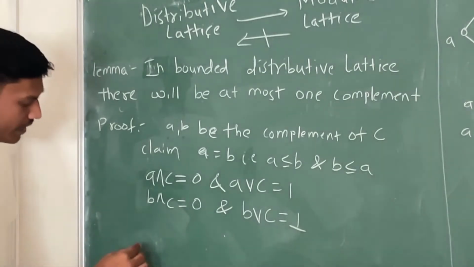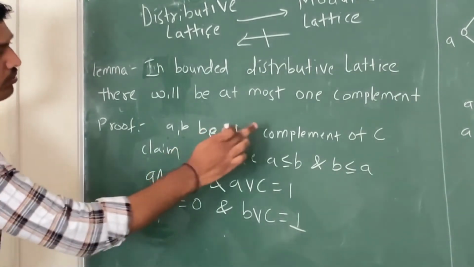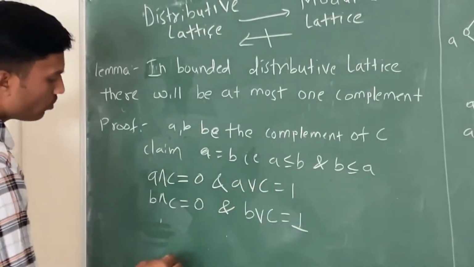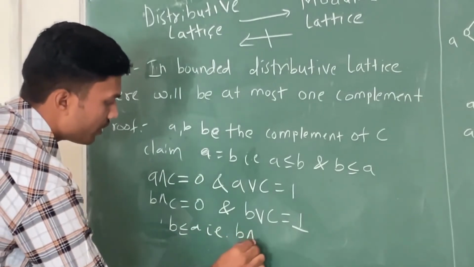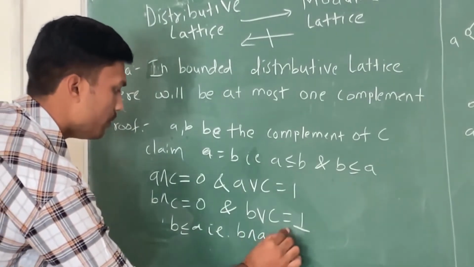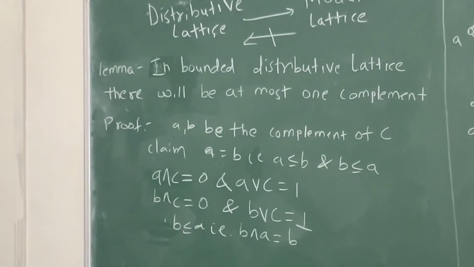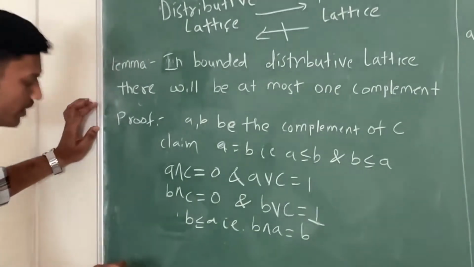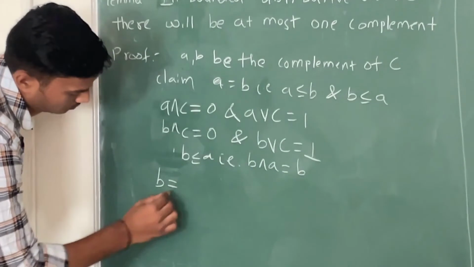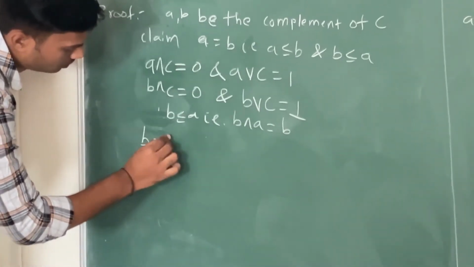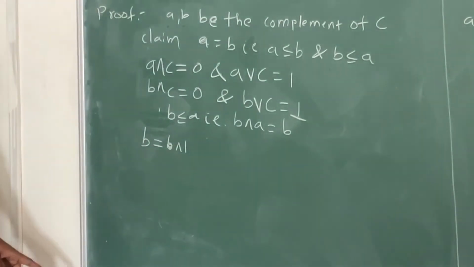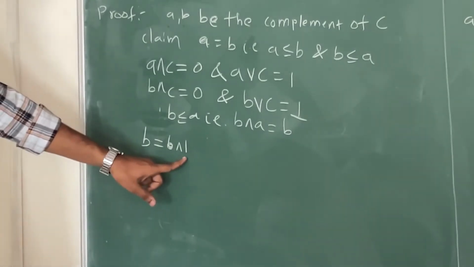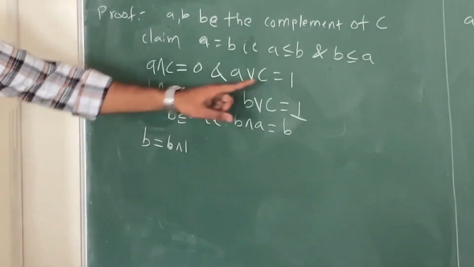First we will show that B is less than or equal to A. That is, B meet A is equal to B. That we have to prove. For that, suppose that B is equal to B meet 1. This we can write: B is equal to B meet 1. And instead of 1, we can write A join C.